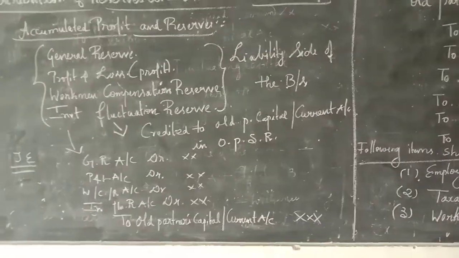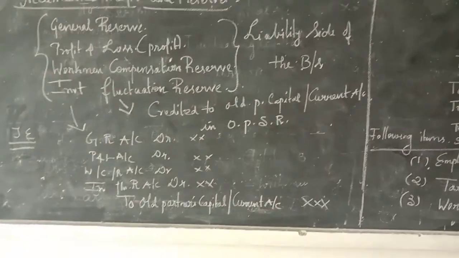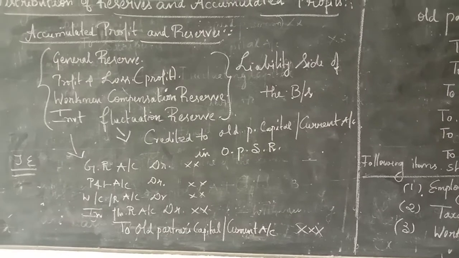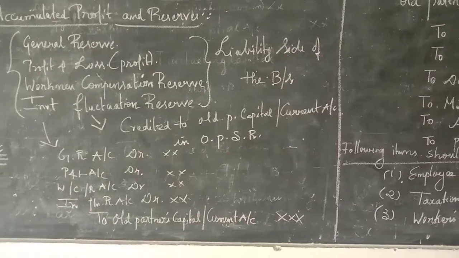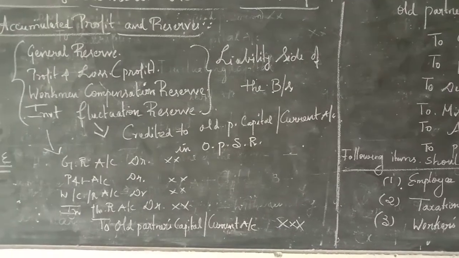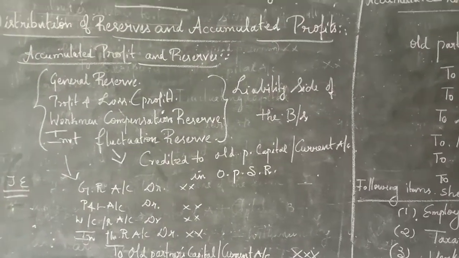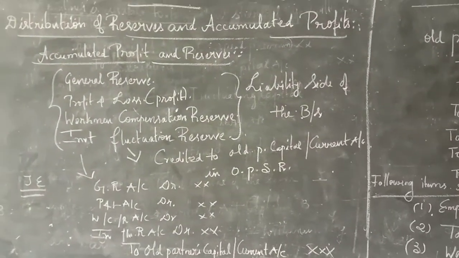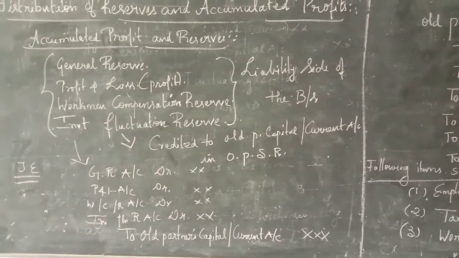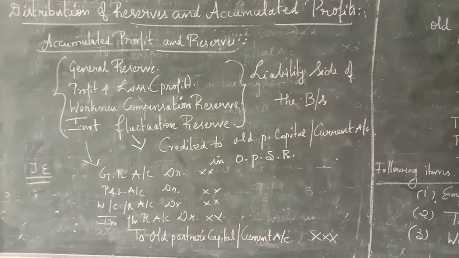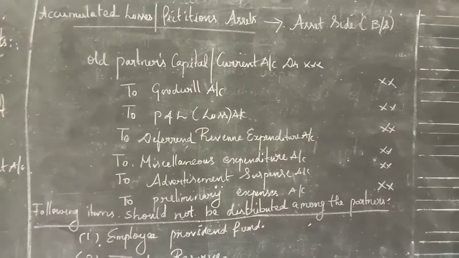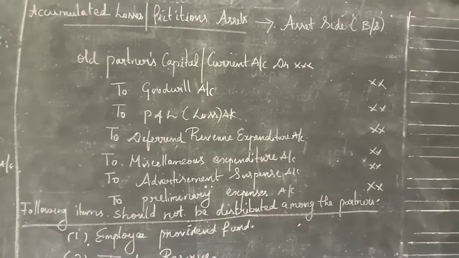So what is the journal entry? We have to debit all this accumulated profit and reserves, and we have to credit the old partners' capital or current account. So this is the procedure of distributing the accumulated profits and reserves to the old partners' capital or current account. Next, see how to distribute the accumulated losses or fictitious assets.